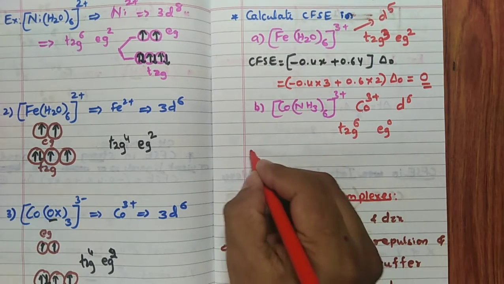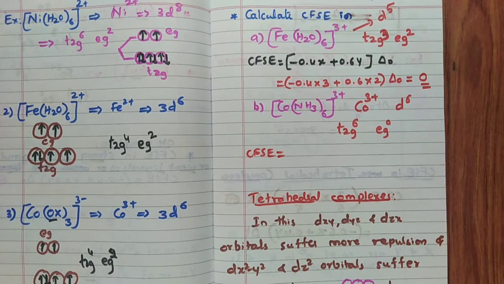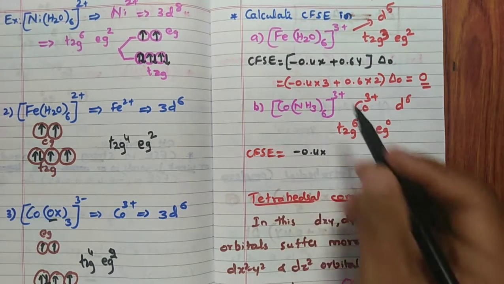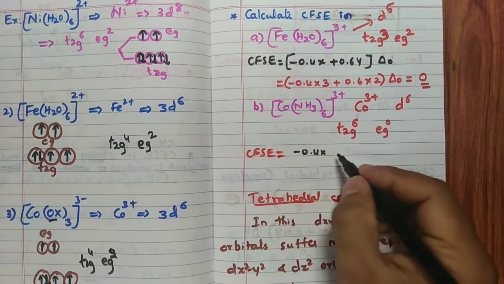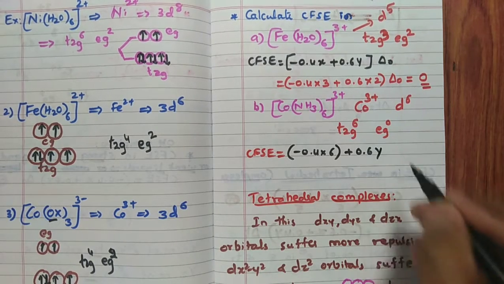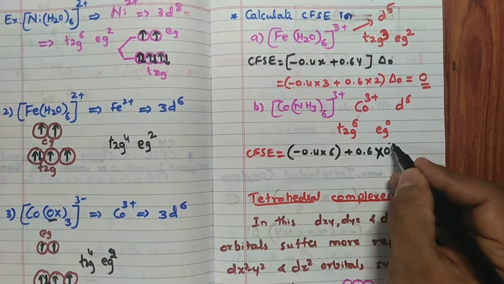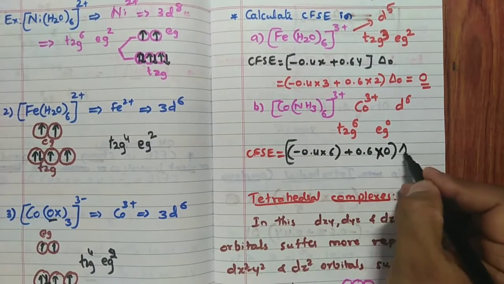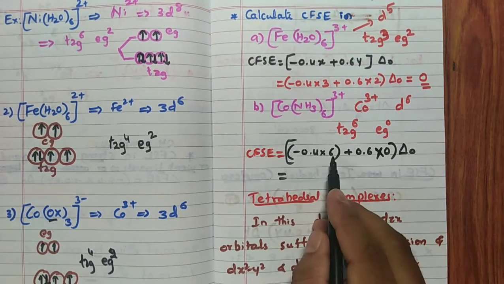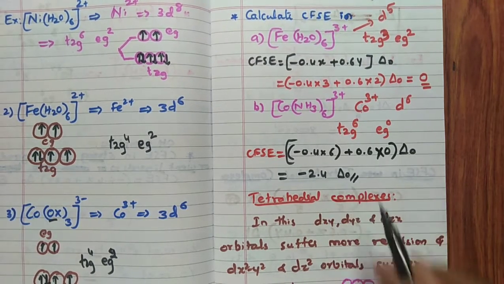Now CFSE is equal to, once again I will not write the formula, directly I will do. CFSE is equal to minus 0.4 into x. x is how much? It is 6. Correct? So plus 0.6 y. y is nothing but here 0, no electrons are there. So 0.6 into 0 is 0. 0.4 into 6, 6 4s are 24. So minus 2.4 delta naught is the answer for this.